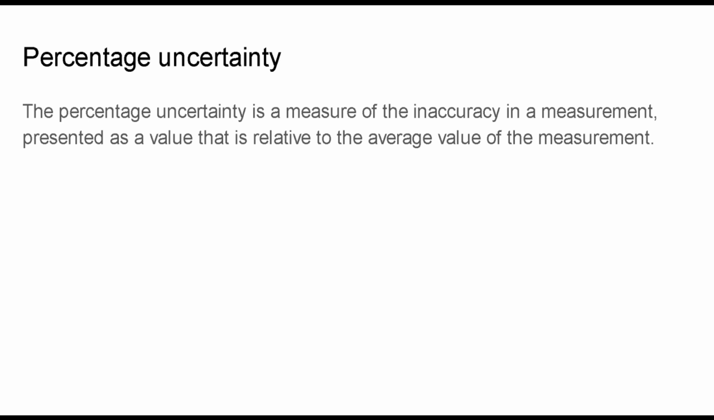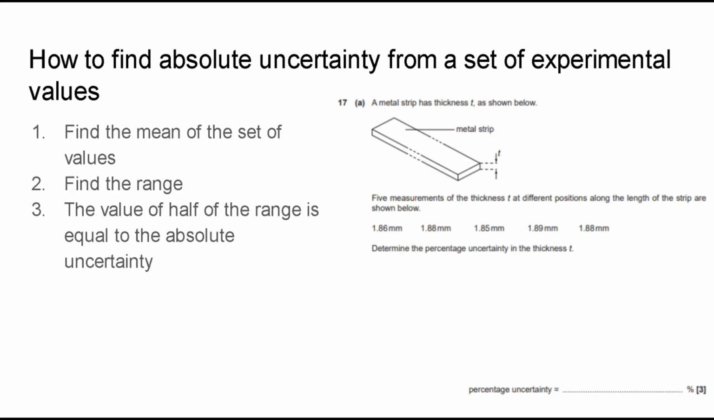On the other hand, the percentage uncertainty is relative to the average value of the measurement. Both absolute and percentage uncertainty are completely reliant on each other, and you can always determine one using the other. To find the absolute uncertainty from a set of experimental values, as you will often be asked to do, you have to find the mean of the set of values, you then find the range, and the absolute uncertainty is equal to half of the value of the range.